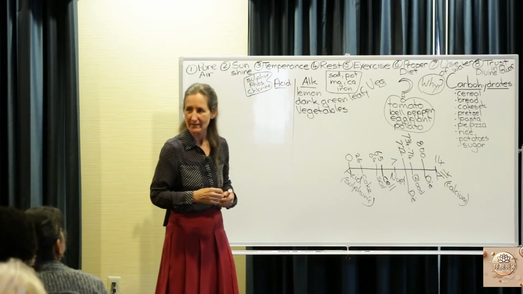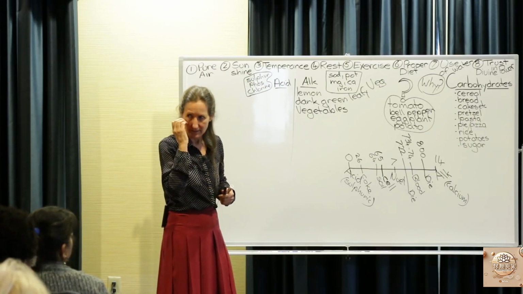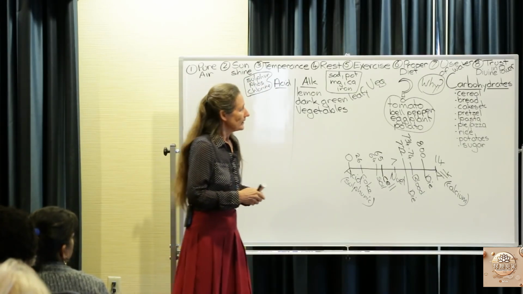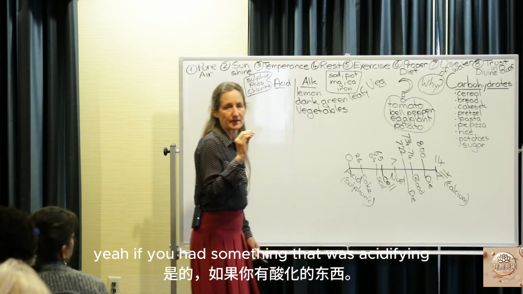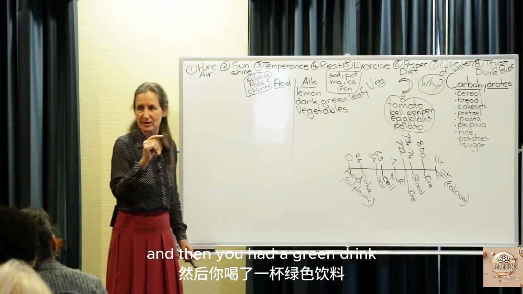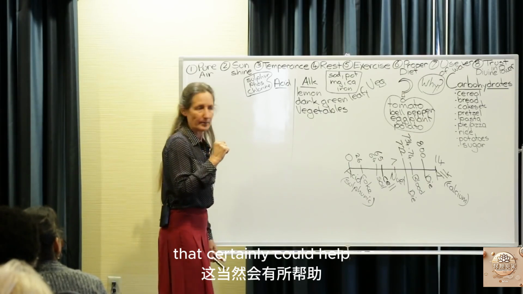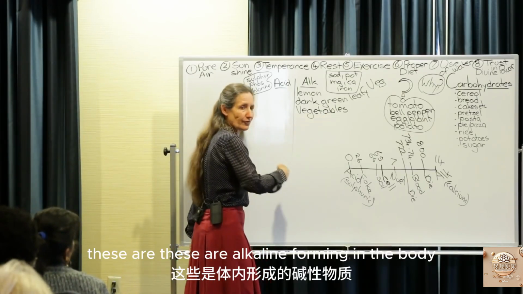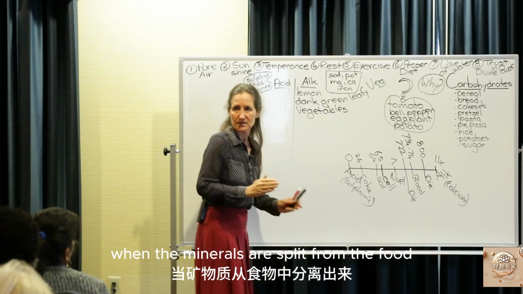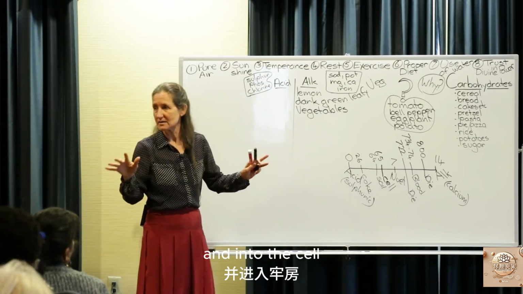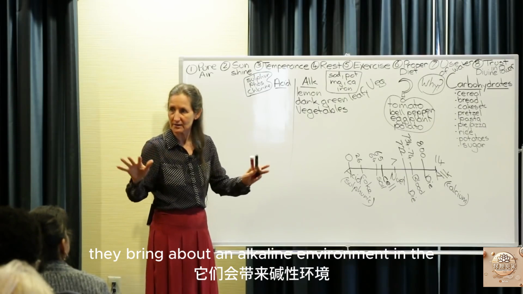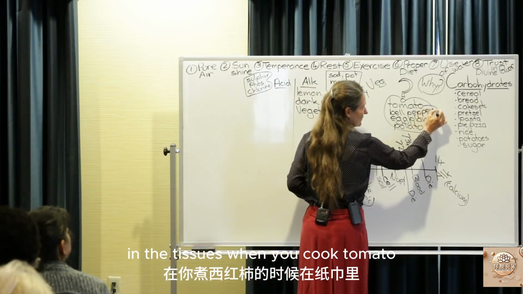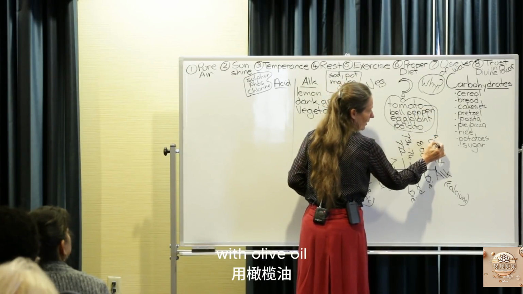Do you think that if you ate something that was acidifying, and then you drank a green drink, it would help? Yeah, if you had something that was acidifying and then you had a green drink, that certainly could help. But remember, these are alkaline forming in the body. When the minerals are split from the food and into the cell, they bring about an alkaline environment in the tissues.